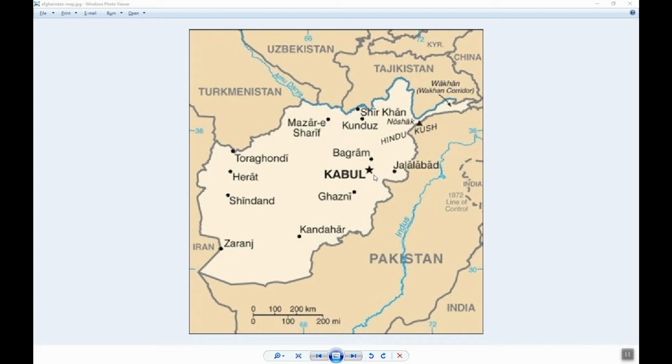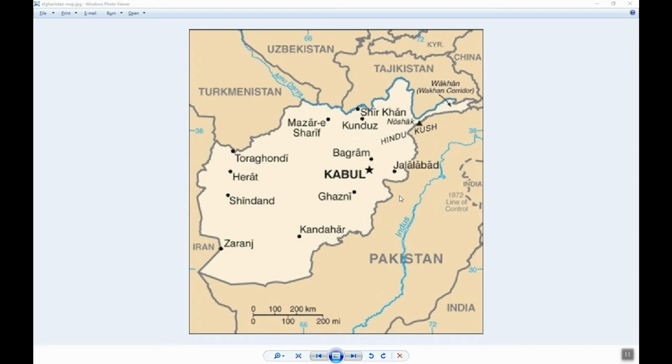It's the world's 41st largest country, so that makes it a little bigger than France, maybe about the size of Texas, the United States. So you can see there's no coastline. It's landlocked, as we've said.